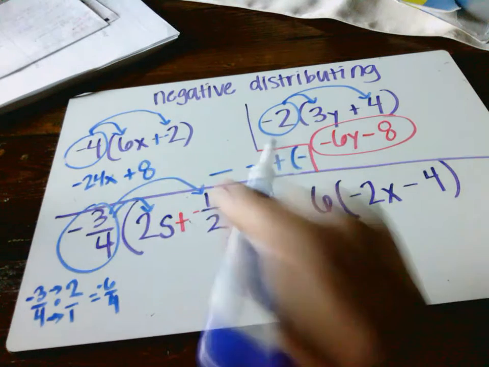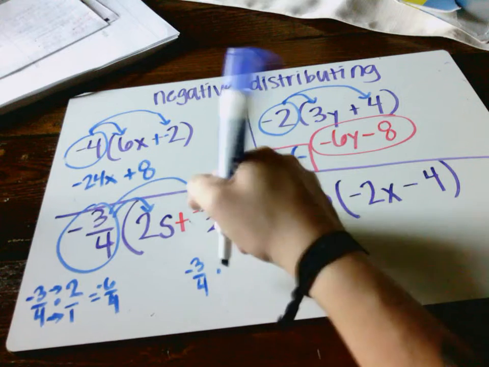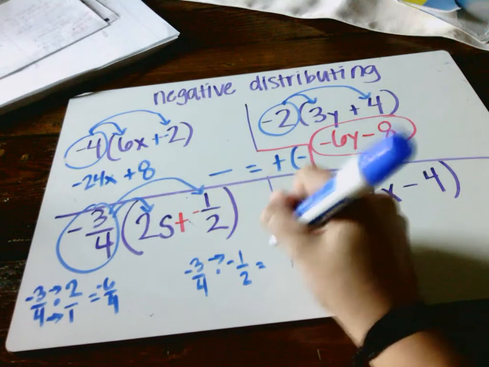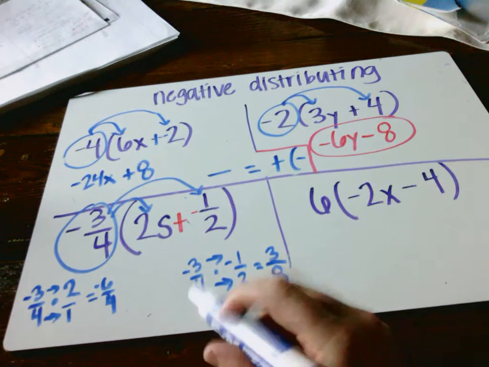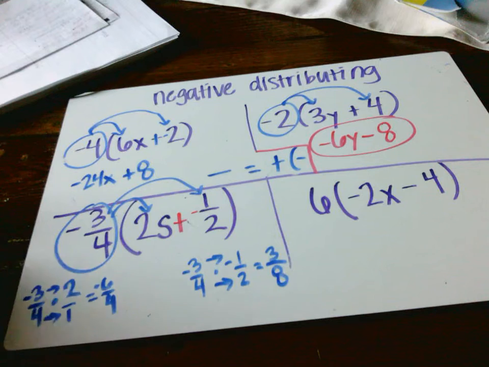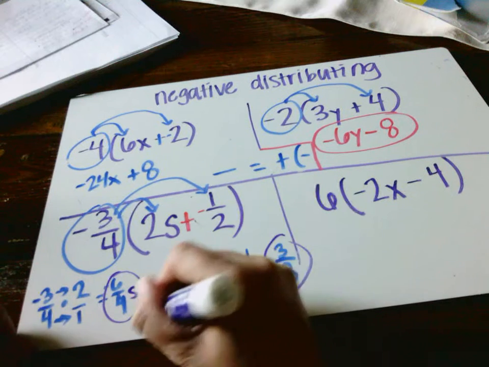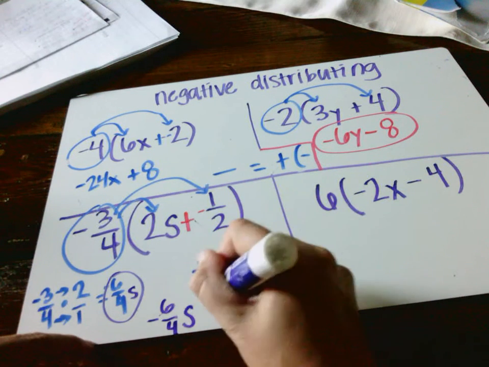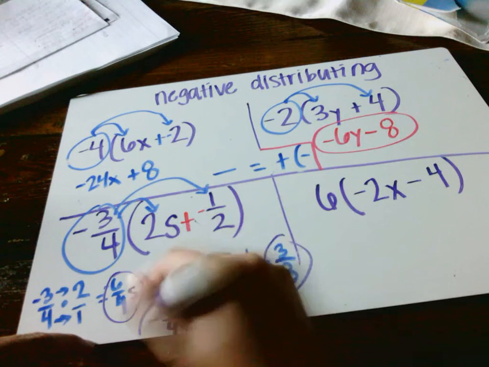Now I'm going to move to negative 3/4 multiplied times a negative 1/2. 3 times 1 is 3. 2 times 4 is 8. Remember that a negative times a negative turns positive. So then I just combine my two answers here. So I'm going to write it as negative 6/4s plus 3/8. Sorry, I ran out of room right there.